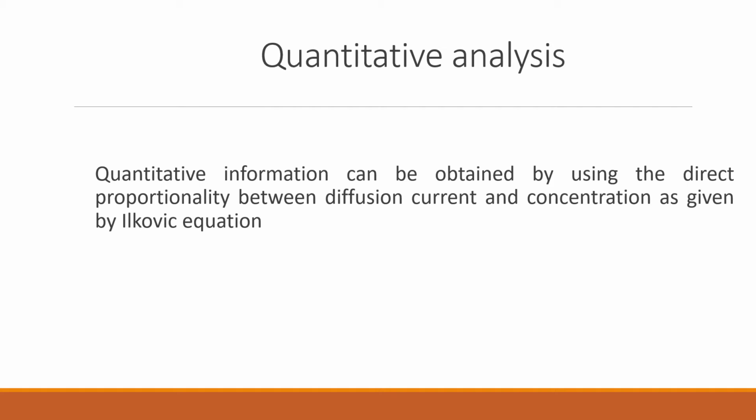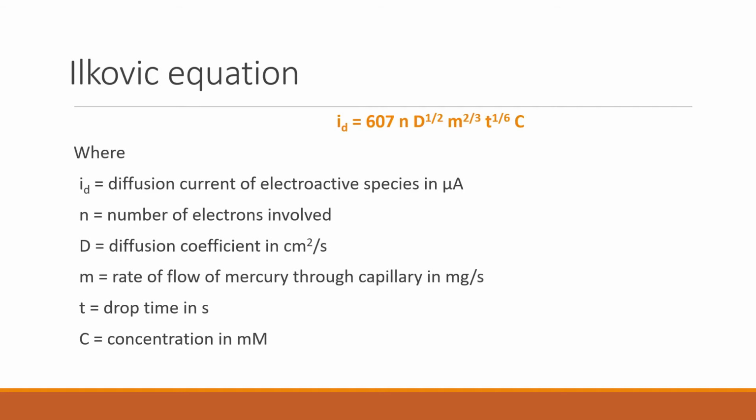Now, quantitative information in DC polarography can be obtained by using the Ilkovic equation, which gives direct proportionality between the diffusion current and the concentration of electroactive species. We will see what the equation is. The Ilkovic equation mathematical expression is ID equals 607 n D raised to 1/2 m raised to 2/3 t raised to 1/6 multiplied with C.